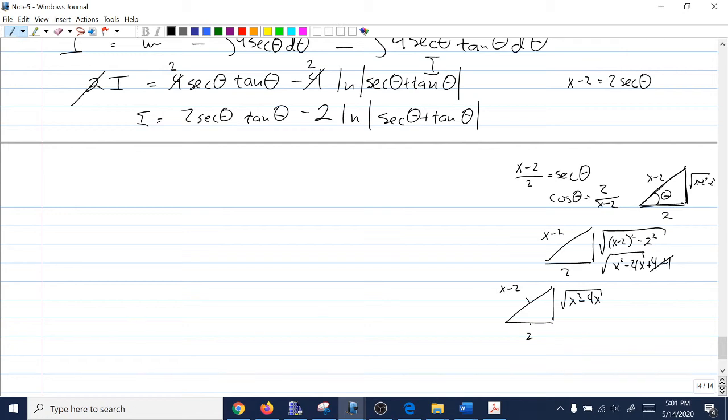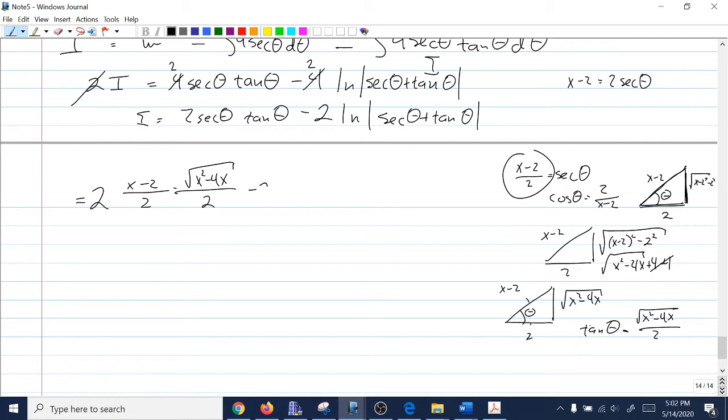All I need is what's secant and what's tangent. Secant I already knew was x minus 2 over 2. What's tangent? Tangent theta is opposite over adjacent, which is root x squared minus 4x over 2. So the integral that I wanted is 2 times secant theta, x minus 2 over 2, times tangent theta, square root of x squared minus 4x over 2, minus 2 natural log absolute value of secant theta, x minus 2 over 2, plus tangent theta, square root of x squared minus 4x over 2.